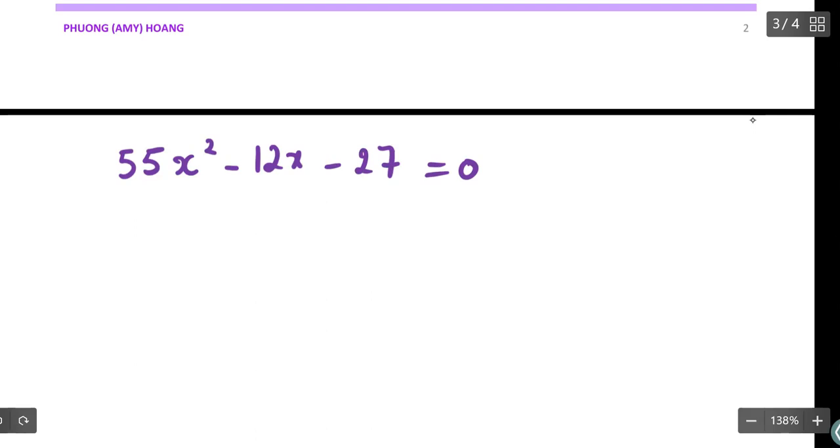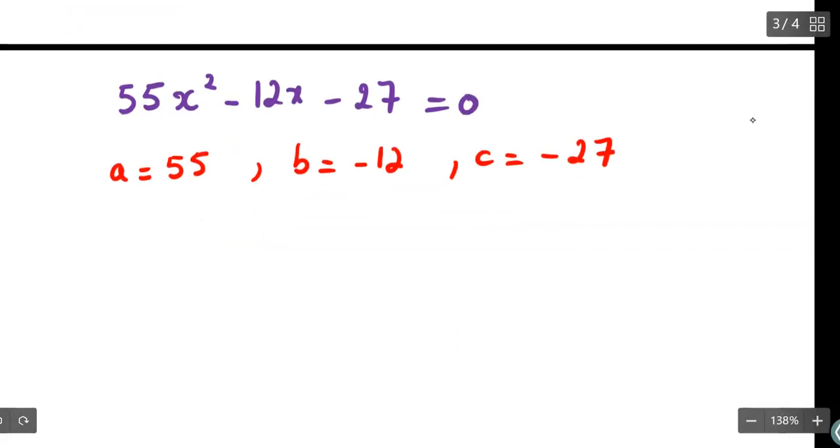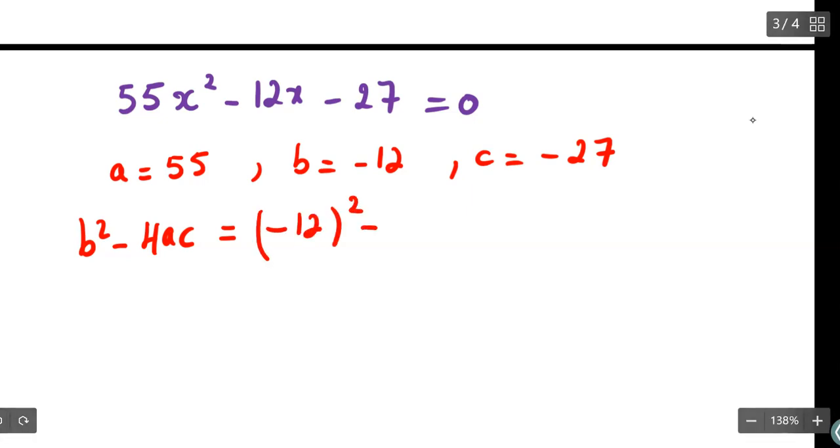So now what we have is a equal to 55, b equal to minus 12, and c equal to minus 27. Whenever I solve a quadratic equation, I always find the discriminant first. That means b squared minus 4ac. From the discriminant, I can determine what type of solution I'm going to have. So now I have minus 12, all of it squared, subtract 4 times 55 times minus 27.